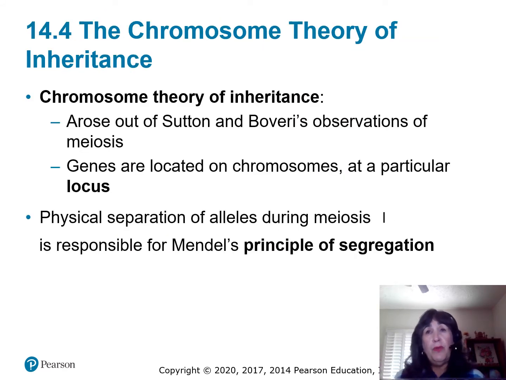Okay, now let's go to 14.4, the chromosome theory of inheritance. The chromosome theory of inheritance arose from observations that Mendel saw and others like Sutton and Boveri, that genes are located on a chromosome, and that when we look at different traits, there's a principle of segregation, that the traits segregate out between different eggs or sperm, and that there's a probability of what we will see for the next generation.